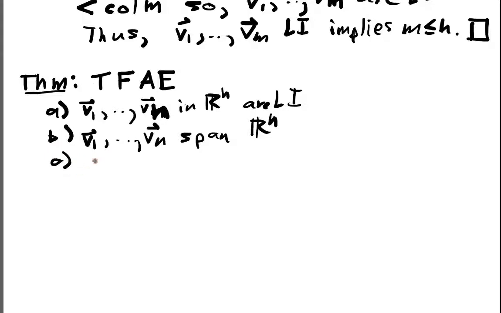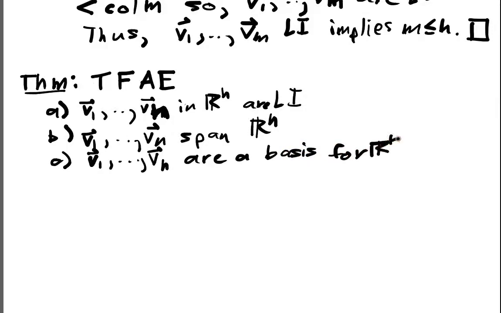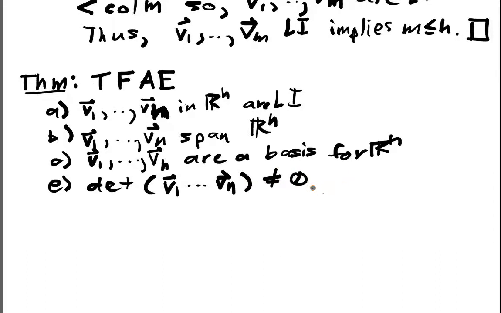C, v1 up to vn are a basis for Rn. And finally, the determinant of v1 up to vn, this matrix where I put everything in the columns, does not equal 0. So that's a nice characterization that ties together a bunch of different facts. As long as I have n vectors that live in Rn, this will always hold true.